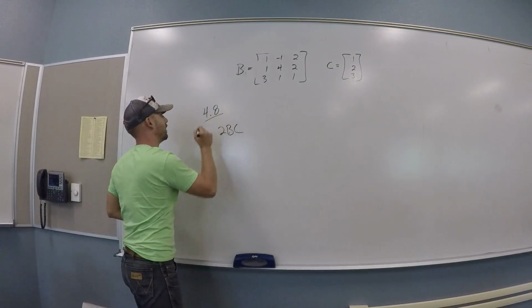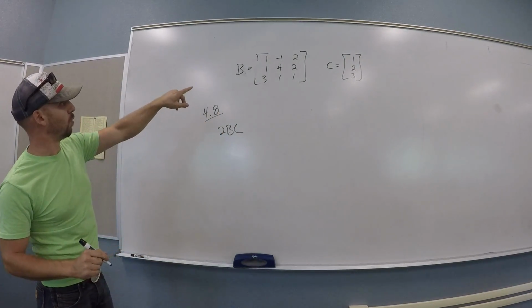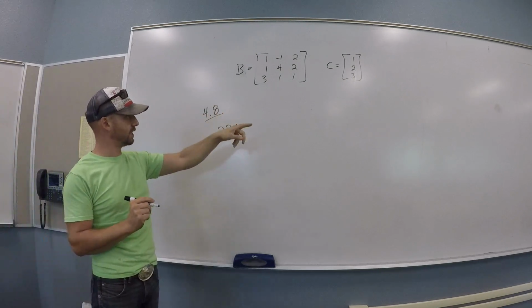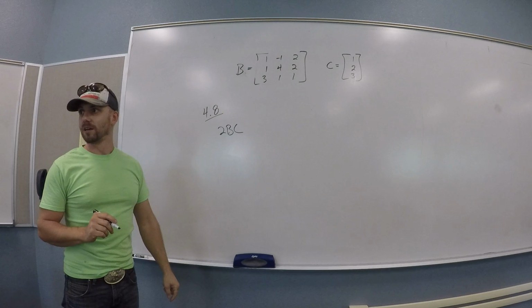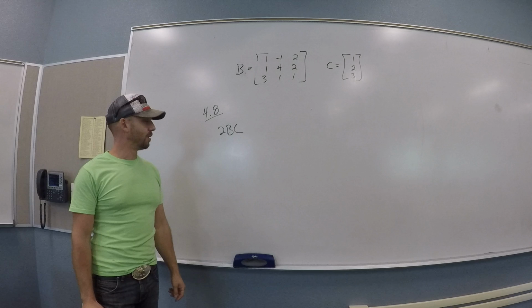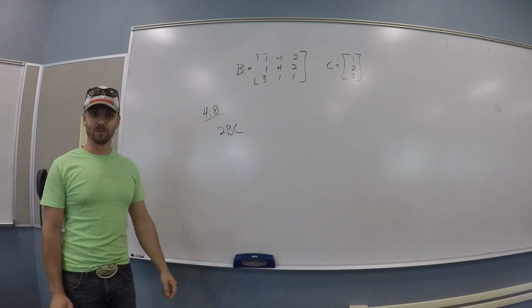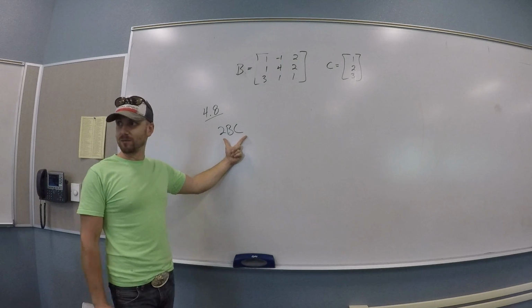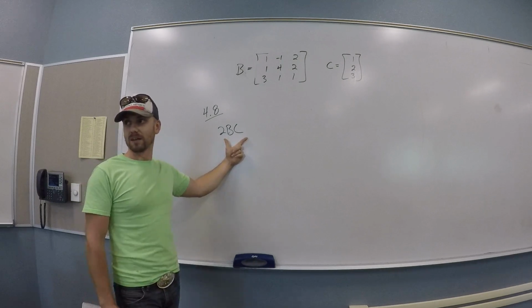For problem 4.8, they give me b, which is 1, minus 1, 2, 1, 4, 2, 3, 1, 1, and c, which is 1, 2, 3. And they want me to calculate 2bc. So April was complaining very reasonably earlier that I didn't tell you, if there's no symbol between b and c, what operation do you mean to apply?